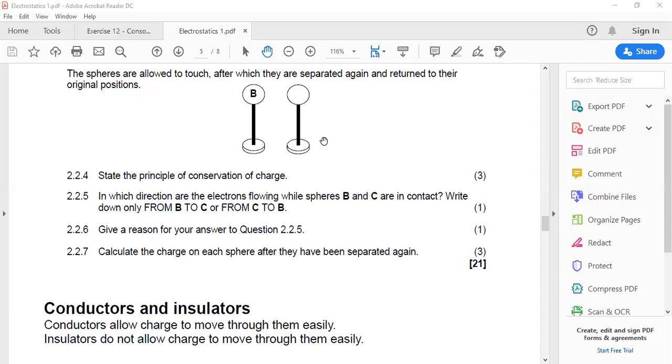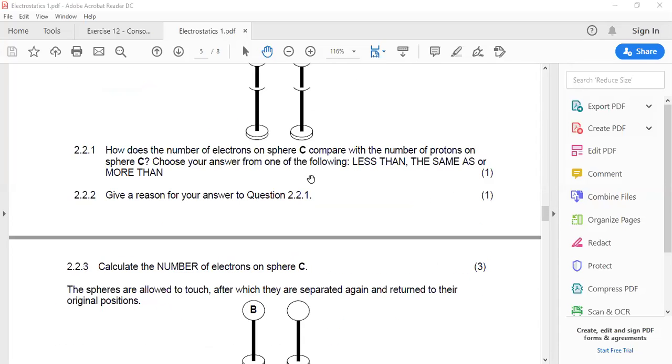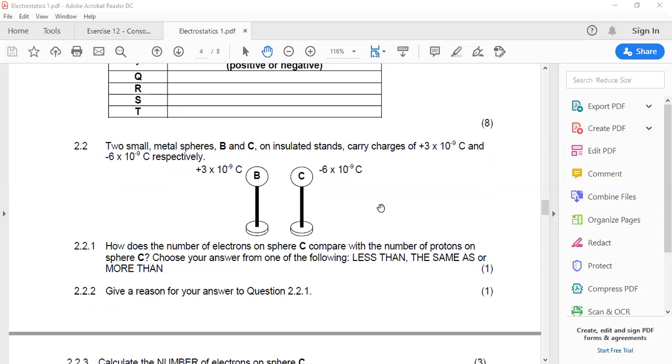Clear? Right, then the last question says calculate the charge on each sphere after they have separated again. So what are you going to do? You're going to add the 2 charges. So you're going to add +3 times 10 to the power -9 plus -6 times 10 to the power -9. So it's like a +3 and a -6, which is going to give you -3 times 10 to the power -9. Then you divide everything by 2.